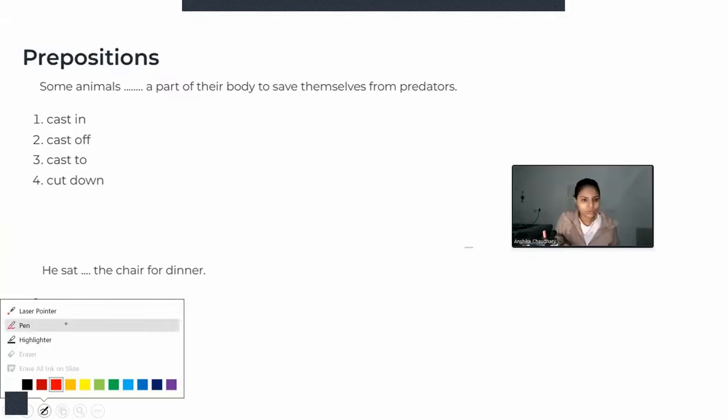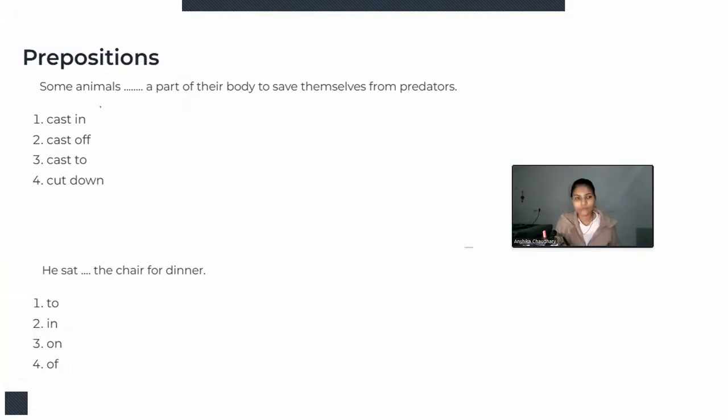Here we need to use prepositions for filling up these blanks. Some animals cast a part of their body to save themselves from predators. The options are cast in, cast off, cast to, and cut down. As this is the context of getting rid of something, cast off is the correct preposition we will use. Cast off is used when we have to describe removing something, getting rid of something, to diminish something.